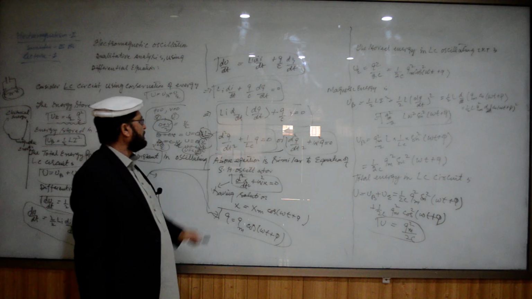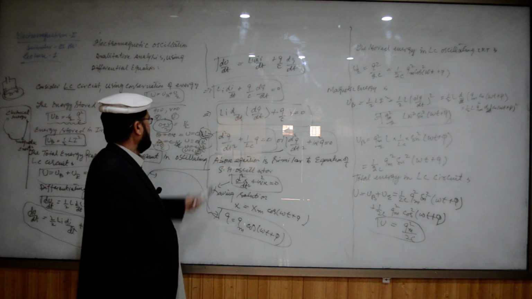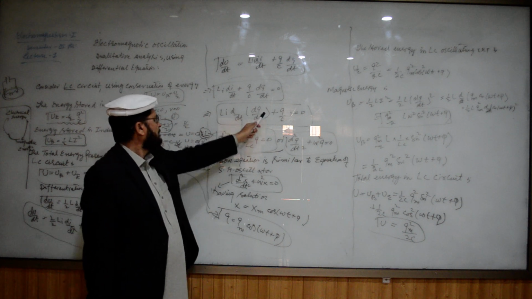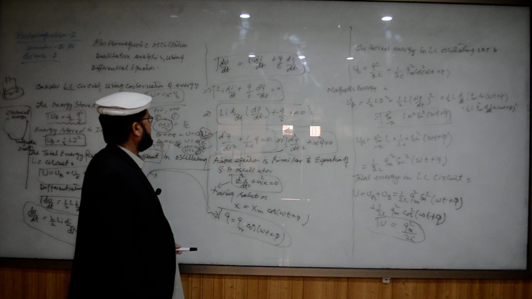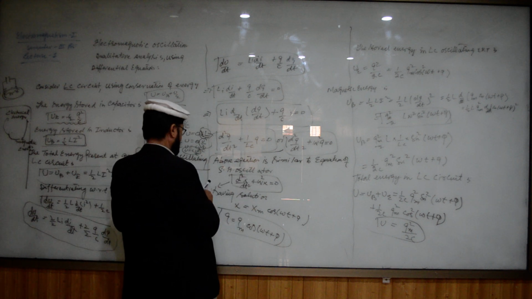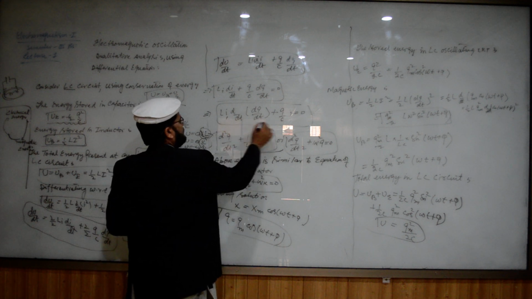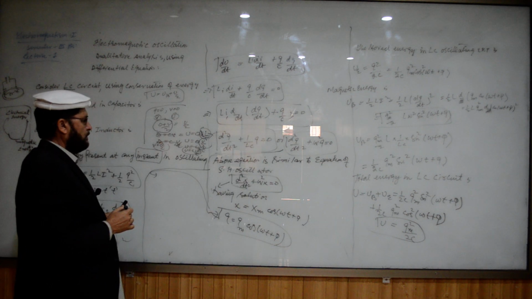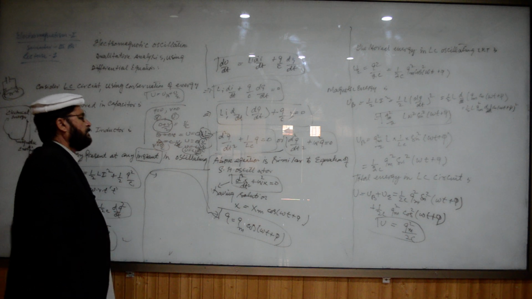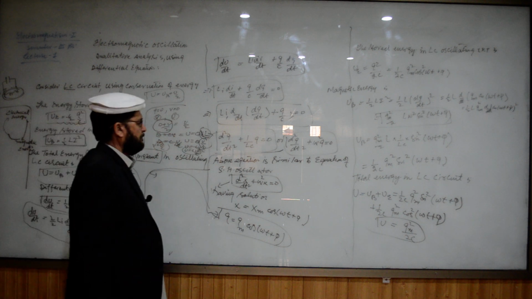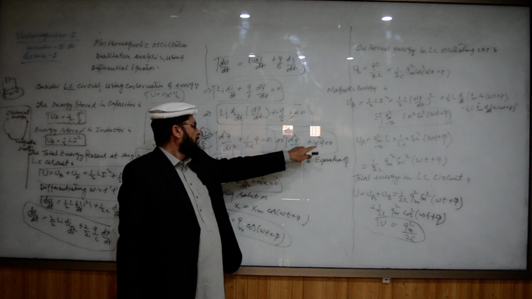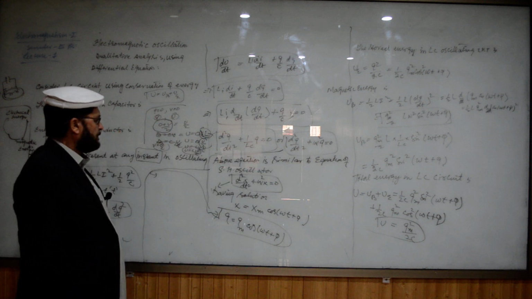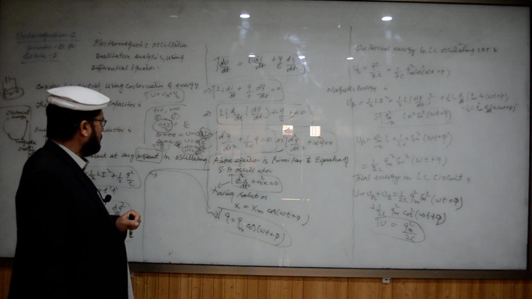Or you can write this equation as d square q divided by dt square, cancelling this I and this I, plus 1 over LC q is equal to 0. 1 over LC is nothing but omega square. So d square q divided by dt square plus omega square q is equal to 0.